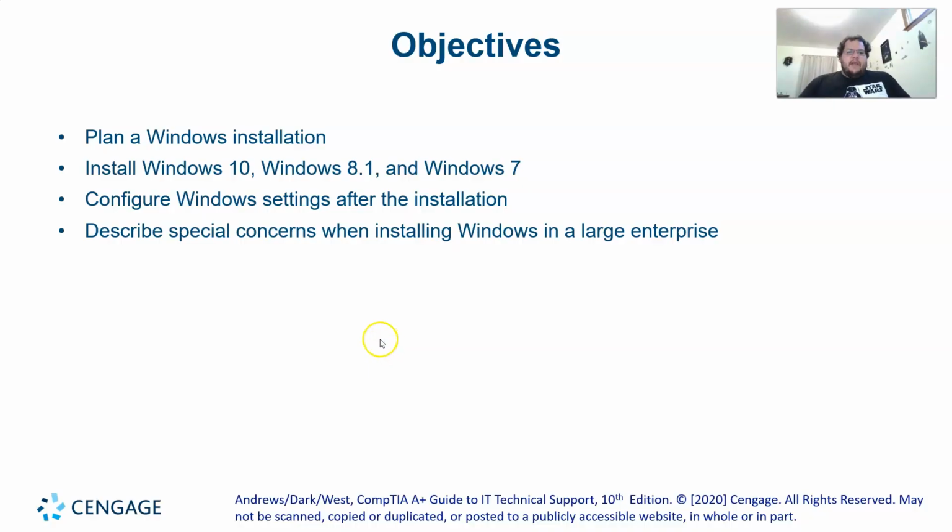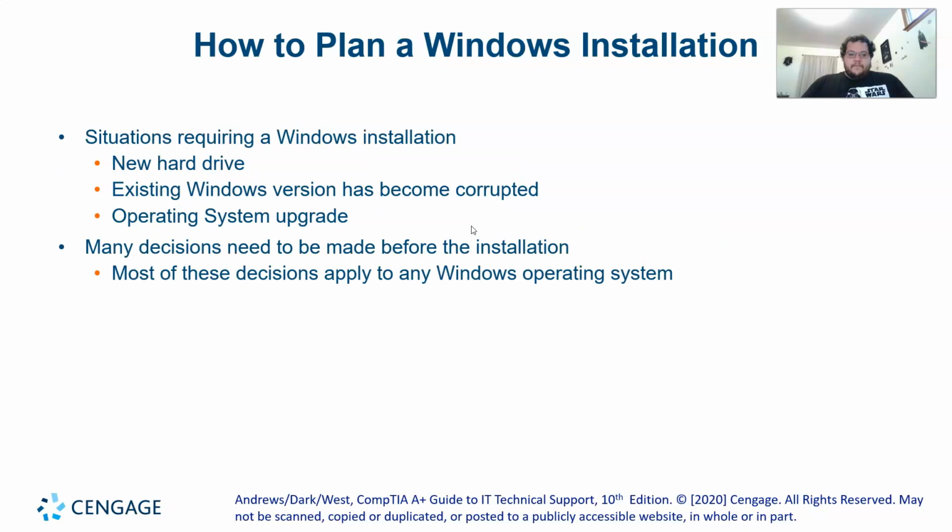So the objective is we're going to plan on installing Windows, installing Windows 10, 8.1, and Windows 7. Then we're going to talk about configuring settings after the installation, and special concepts when installing in a big enterprise, like a big Fortune 500 company or other companies with that large scale.